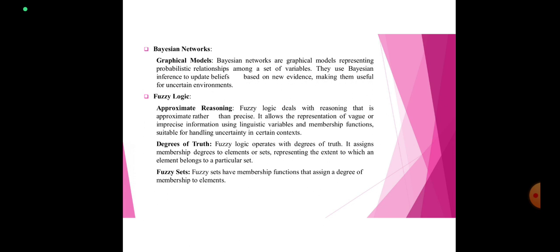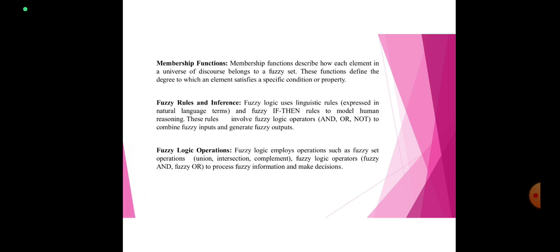A fuzzy set will have several membership functions. These membership functions describe how an element of the universe belongs to the fuzzy set. That is, there will be a specific condition or property for an element to belong to a particular set, and the degree to which an element satisfies the specific condition is defined by this membership function.